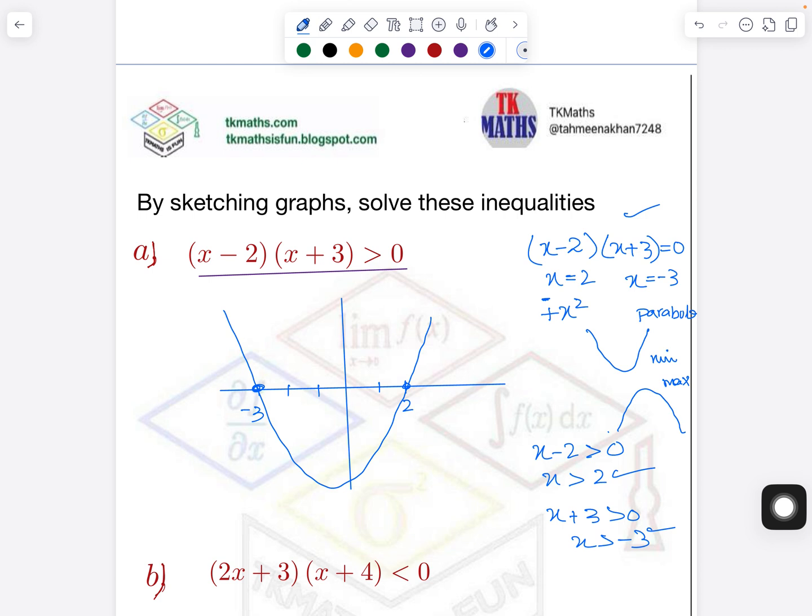Now once you get this curve, greater than 0 mean positive values of y. And the positive values of y are above the x-axis.